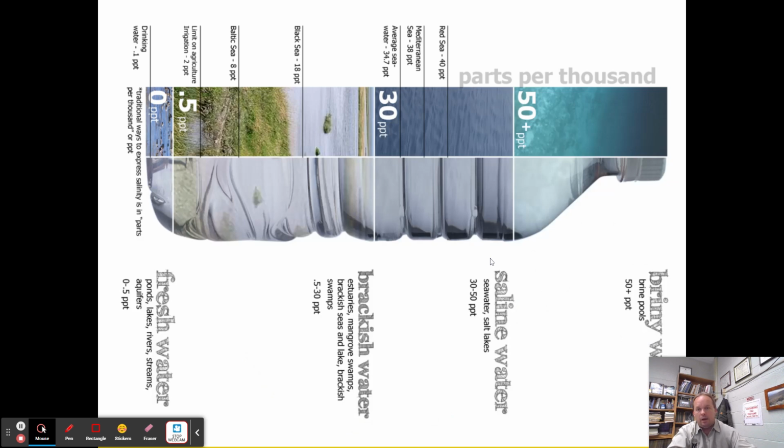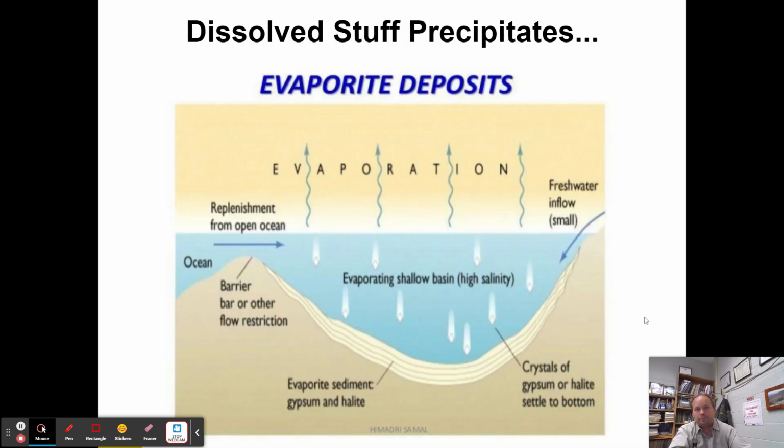So this is another way. This is a really awkward graph, the way it's depicted here. But this is looking at salinity of the water in parts per thousand, and the types of environments. Freshwater is all the way down here between 0.5 and 0 PPT, and then brackish water is somewhat salty, and then of course ocean water, and then briny water up here. So, all right. Some materials do precipitate from water as well.